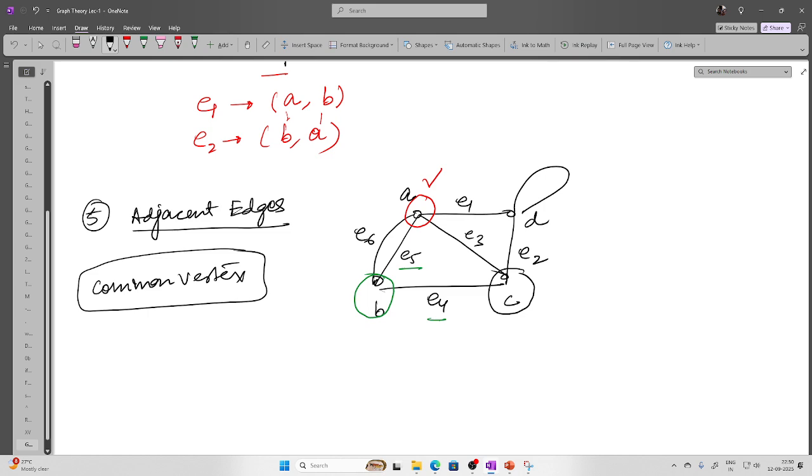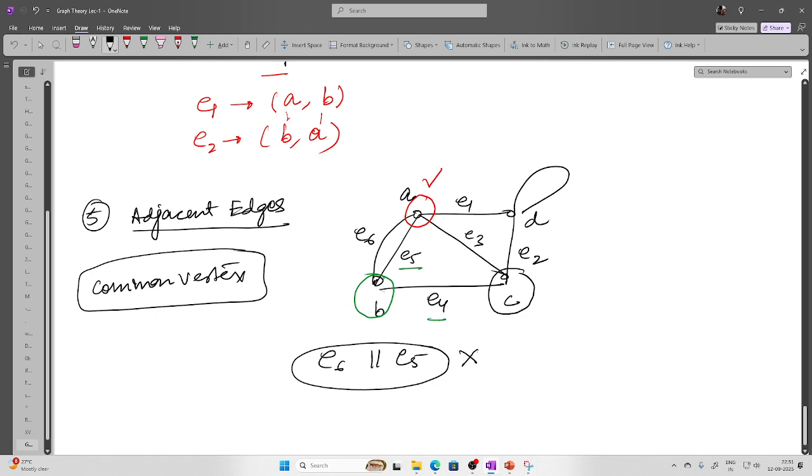But wait, there is one more important thing. If you are searching for adjacent edges, then please do remember that those edges should not be parallel edges. Because in case of parallel edges also, you will have common vertices. But both the ending as well as the starting vertex will be common in case of parallel edges. For example, E6 is parallel to E5. So therefore, they will not be considered as adjacent edges. For adjacent edges, there should be only one common vertex.